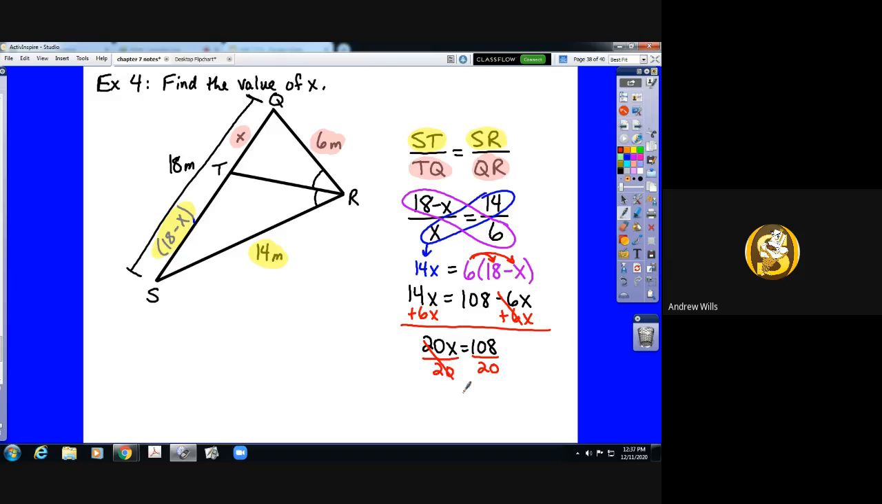Now notice that 108 is not divisible by 20. So our answer is either going to be a fraction or a decimal. There is no decimal in the problem, so I would definitely prefer a fraction. However, I would accept either answer. The fraction would be 27 over 5. The decimal would be 5.4. I would accept either answer as the correct answer here.